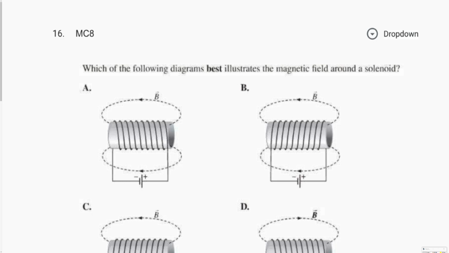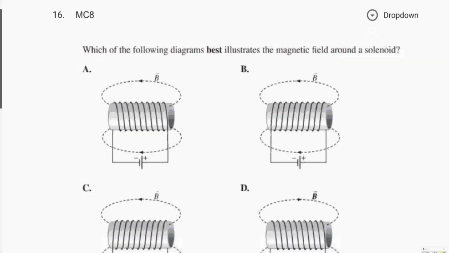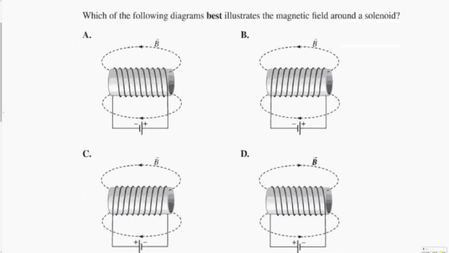Number 8. Which of the following diagrams best illustrates the magnetic field around a solenoid? I don't really like the way this is set up because I feel like we've got to go through all of them to see which one works, right? So let's start with A. Sometimes, to be honest, I start with B and work backwards because when I've got to go through all of them, it feels like the answer is usually C or D. Like they're trying to make me do more work. But I'm going to start with A here.